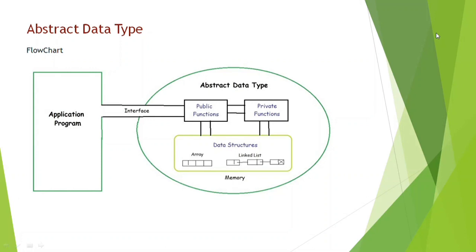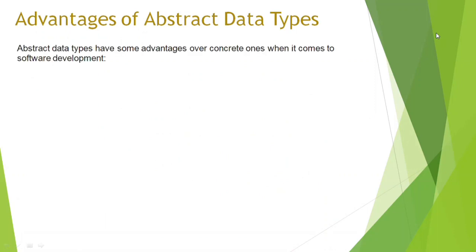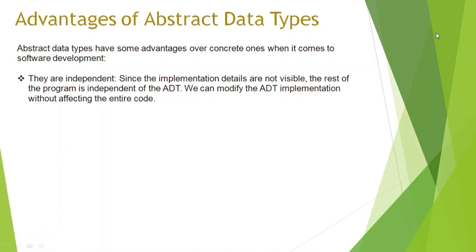Let us know the advantages of abstract data types. First advantage: abstract data types have some advantages over concrete ones when it comes to software development. They are independent. Since the implementation details are not visible, the rest of the program is independent of the ADT. We can modify the ADT implementation without affecting the entire code.